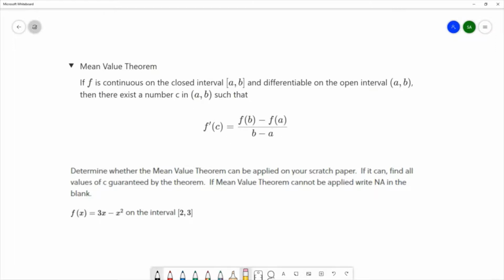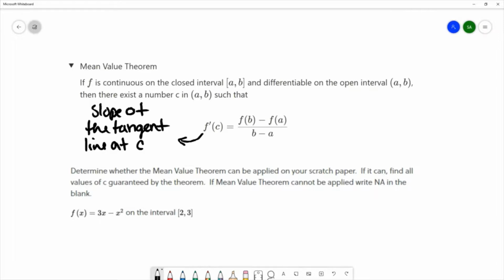The symbols don't seem quite as dramatic as what they actually mean. So let me just remind you that the left-hand side of the statement, the derivative at a particular value, is referring to the slope of the tangent line at some value c. And the right-hand side of this statement, f of b minus f of a over b minus a, is referring to the slope of the secant line.